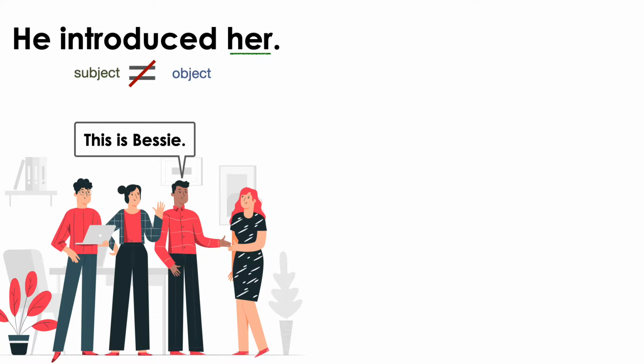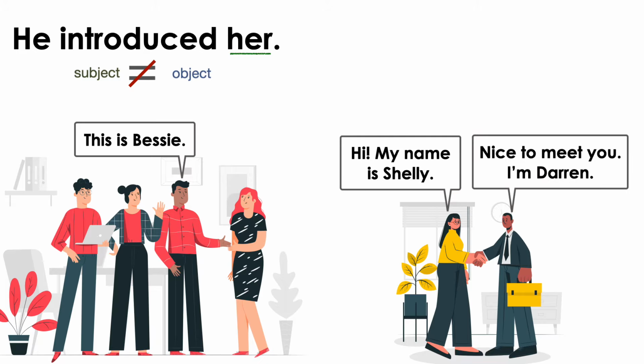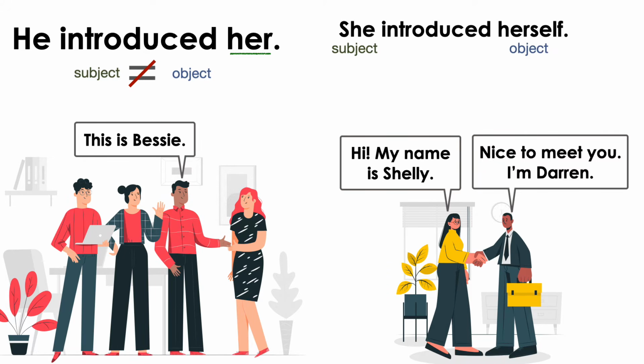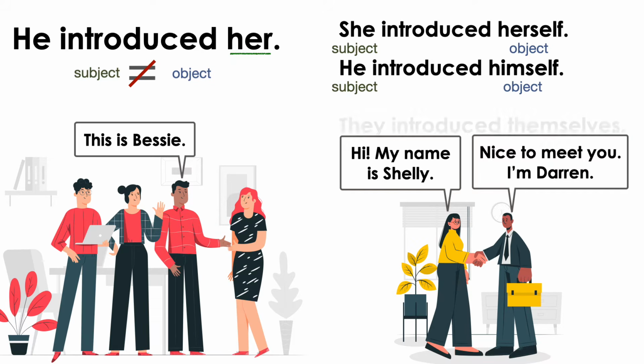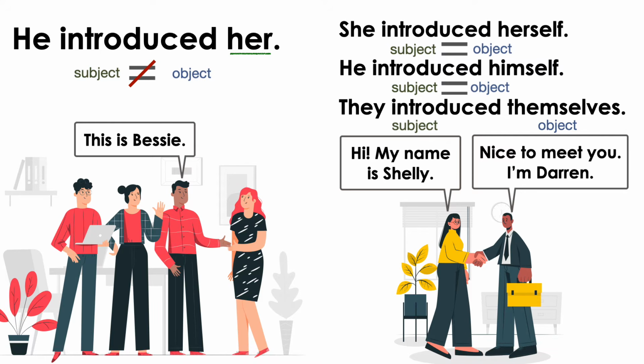Now let's look at this example. Here we would say, she introduced herself, or we could say, he introduced himself, and we could also say, they introduced themselves. Now in this situation, the subject and the object are the same person. So when the subject and the object are the same, we use a reflexive pronoun.